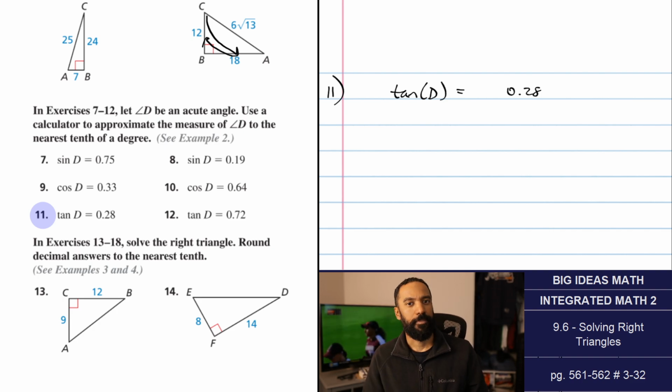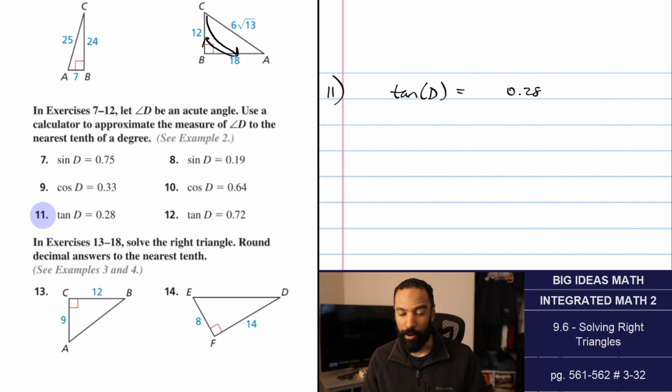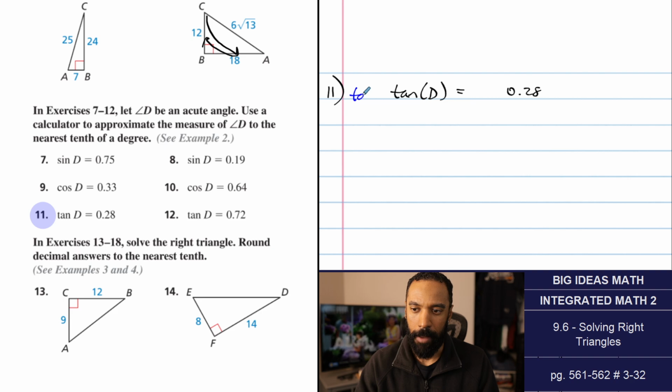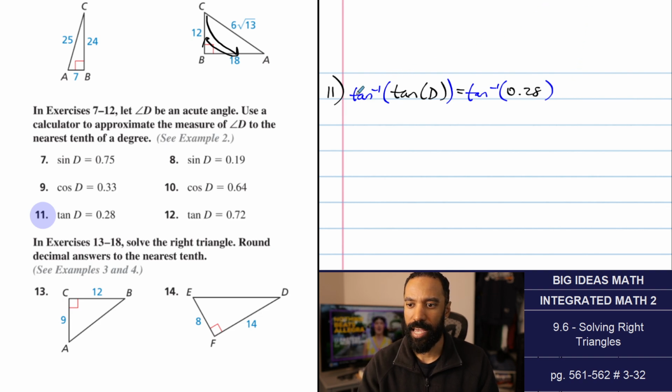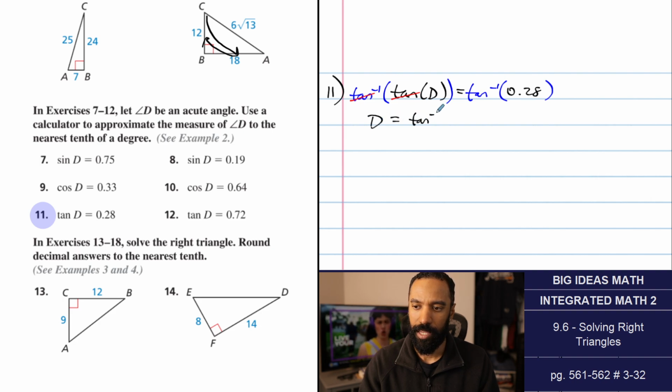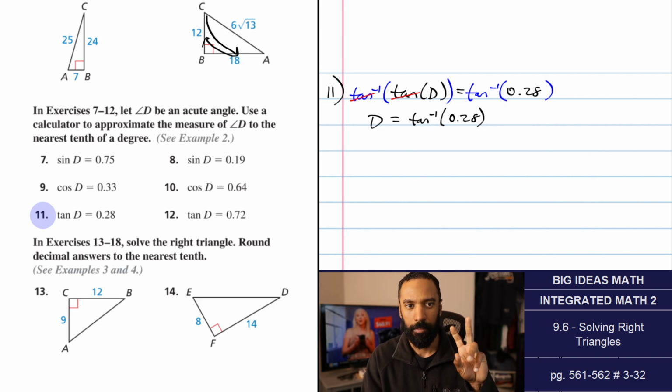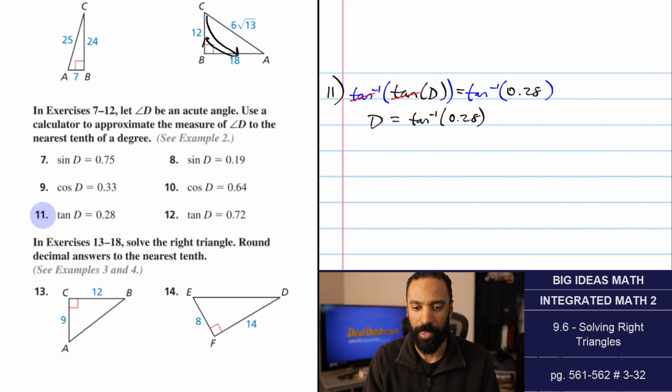I know that when I divide opposite by adjacent and it's 1, I'm at a 45-degree angle. But when I divide opposite over adjacent and it's less than 1, I'm looking at a less than 45-degree angle. Take the inverse tangent of both sides, so tangent is gone, and we have D equal to exactly inverse tangent of 0.28 degrees. Again, not a very pleasing answer to us. Let's look at what that'll actually be and how these all work.